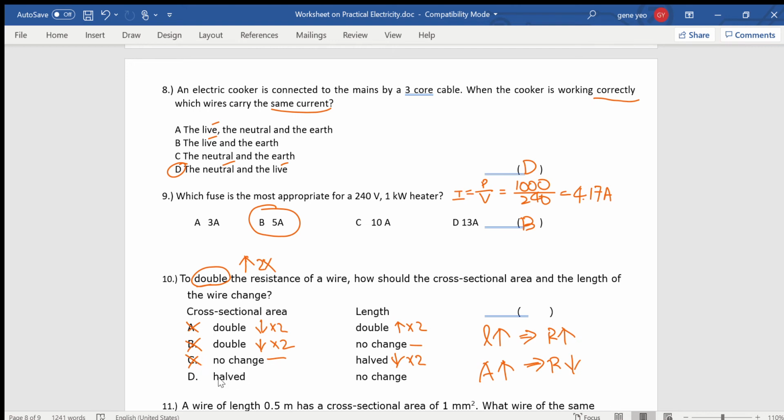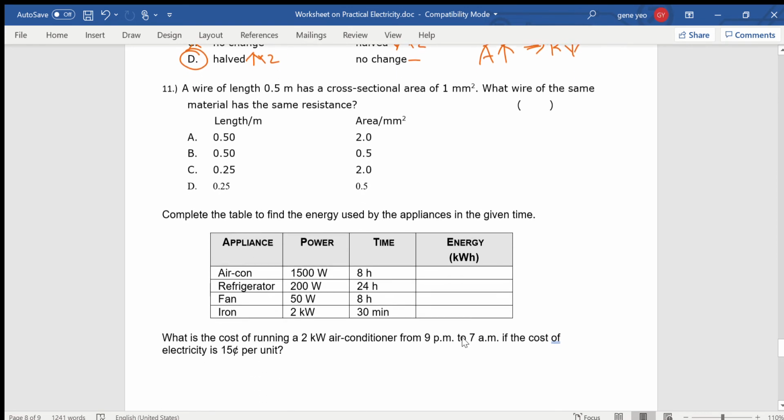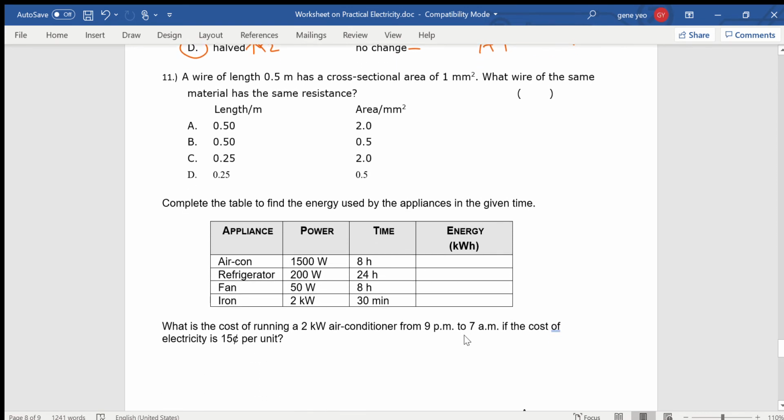If the cross-sectional area is halved, the resistance increases 2 times. No change means no change, and yes indeed, D is the answer we want. Okay, hopefully you're following. Remember, at any one point in time, before I review the answer, you should pause the video and try it yourself first. Okay?